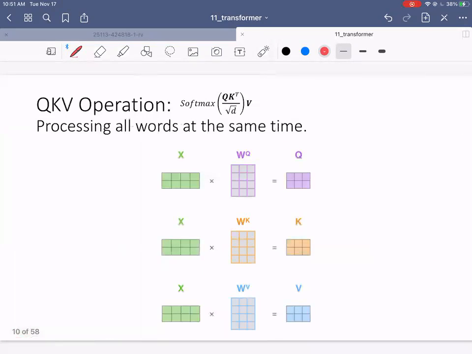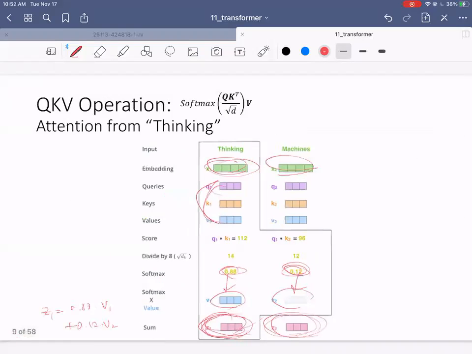Right. So what you want is to do it all at the same time. What I described is you first do an attention operation for thinking, and then you do another operation for machines, and then you get Z1 and Z2. But that's basically doing a for loop over the input tokens.